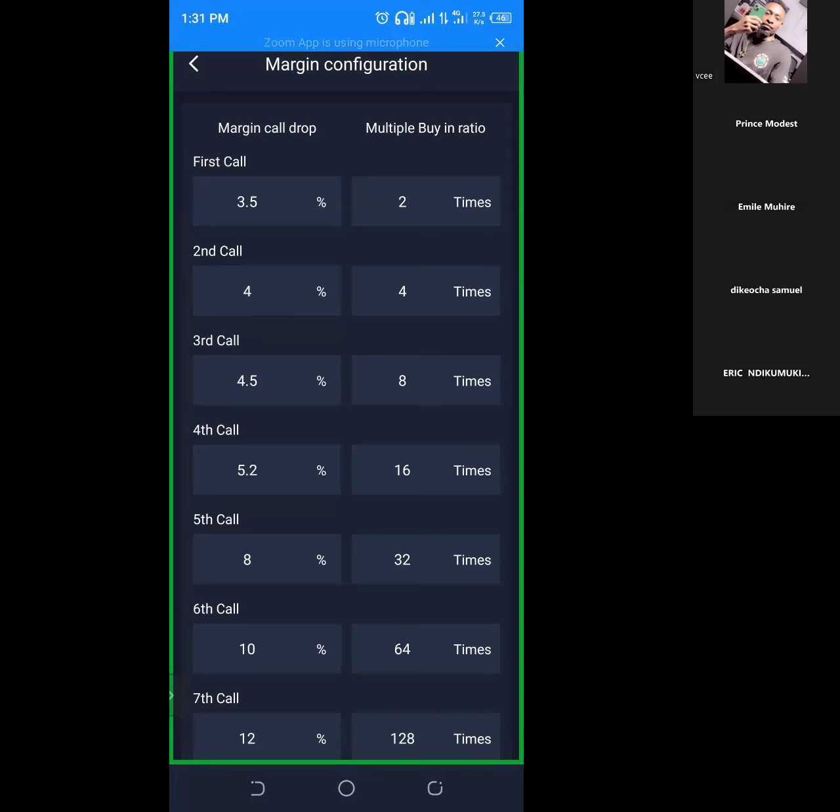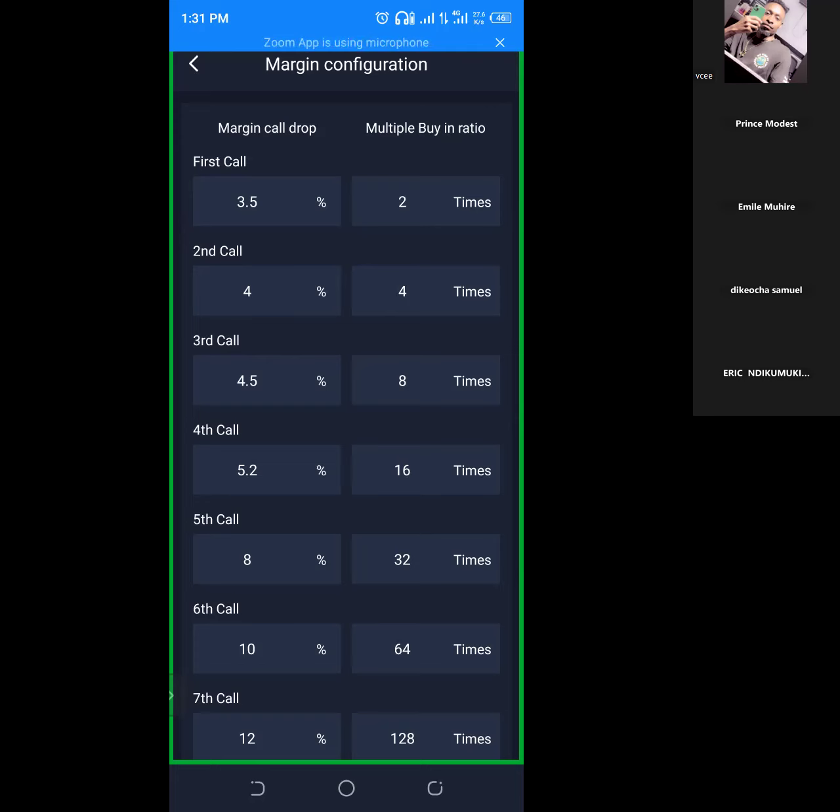Now on the multiple buying ratio, that is where you want to work, because what this multiple buying ratio is doing is multiplying whatever amount you have on your first buying amount. You know that on the first buying amount, we have put 10. You have 7 margins, and the first margin is 2, which means the robot will multiply $10, your first buying amount, by 2.